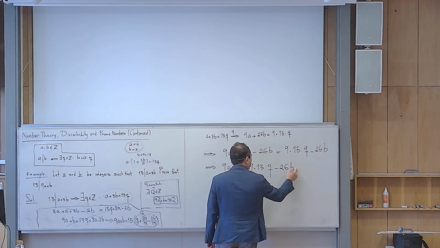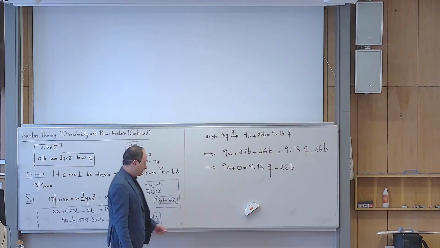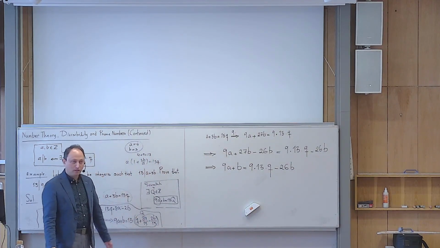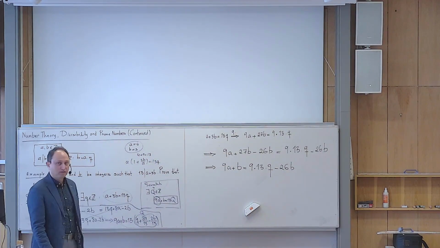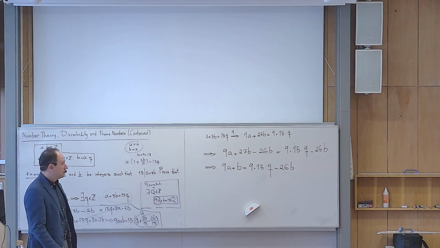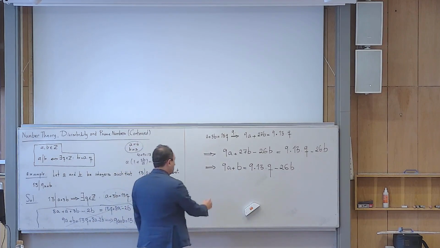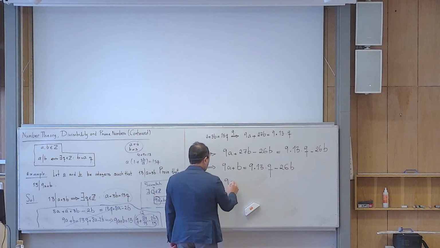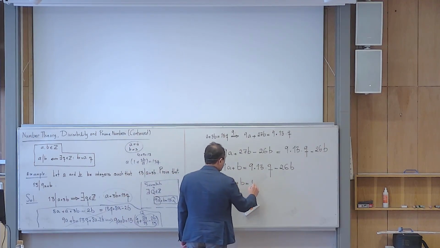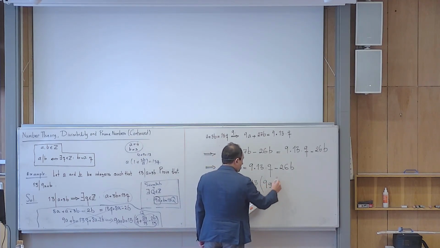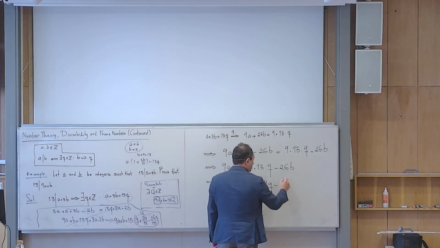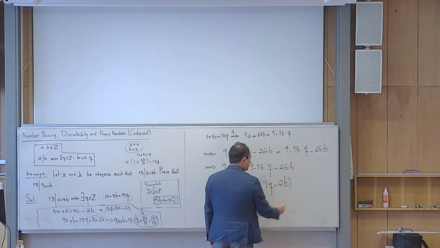But this mess works. The previous mess didn't work. Why does this mess work? Yes? You can factor 13 out here. So what happens now? This implies that 9A plus B, I factor 13 out. What is left? 9 times Q minus 26 divided by 13 is 2.